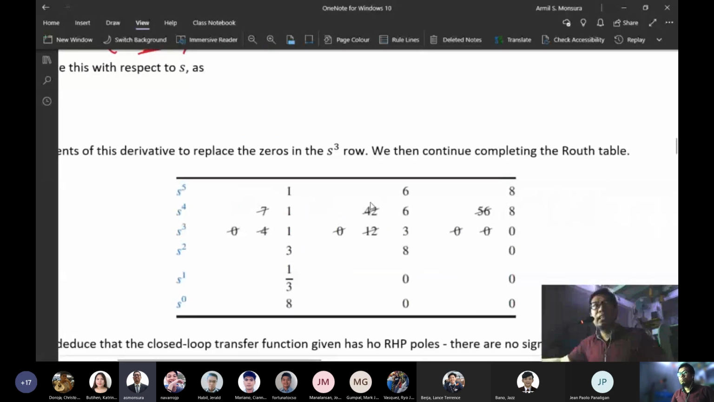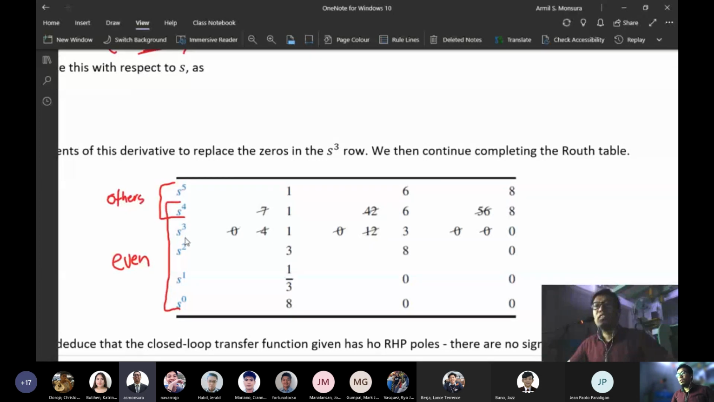Ito yung route table natin, nahati natin ito sa dalawang parte. Una, yung parte kung saan meron kayong even polynomial. So again, ang even polynomial nyo has a degree ng s raised to 4. Simula sa s raised to 4, pababa. Yan yung even polynomial nyo. Yung other half nun ay ito, yung others. Simula dun sa taas hanggang dun sa even polynomial ninyo. Yan yung others ninyo.